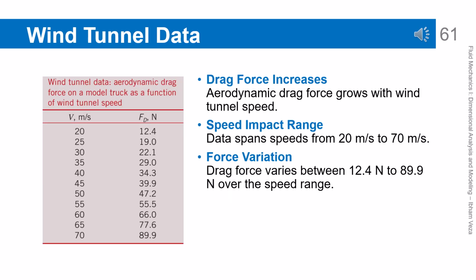Wind tunnel data insights. The data show that drag force increases as the flow speed in the wind tunnel increases. The tested speed range covers values from about 20 meters per second to 70 meters per second. Within this range, the drag force changes significantly from small to large values. These results are consistent with the theory that drag force strongly depends on flow speed. Such graphs help visualize the sensitivity of force to changes in speed.